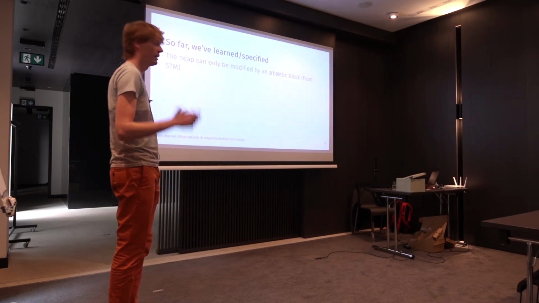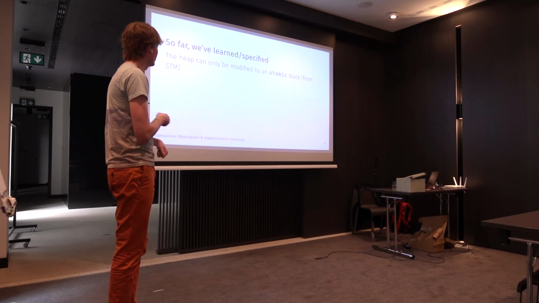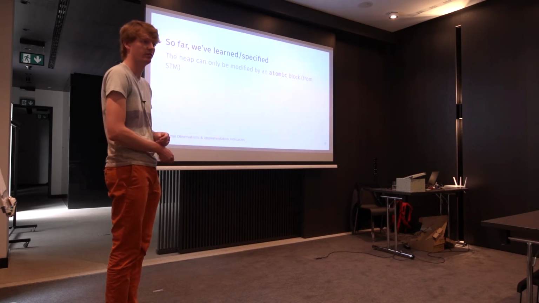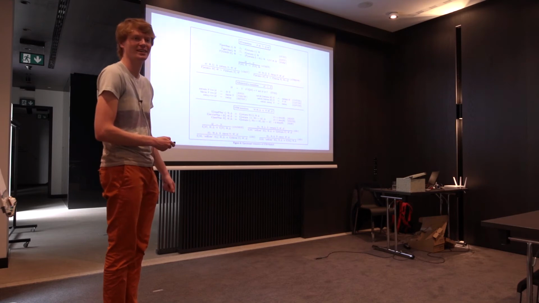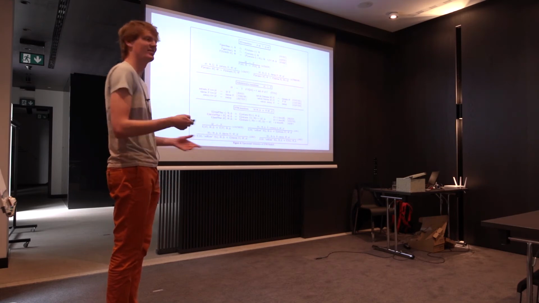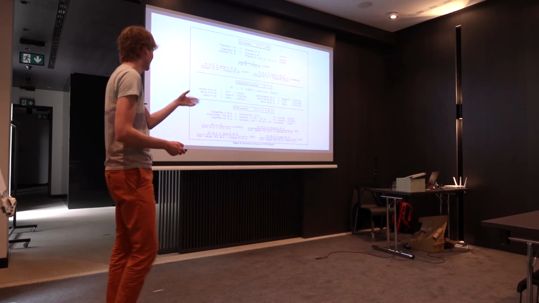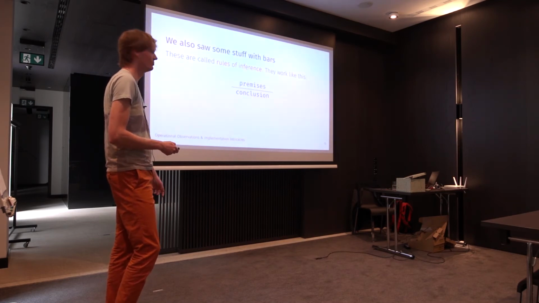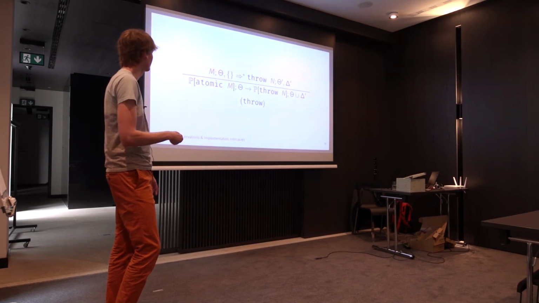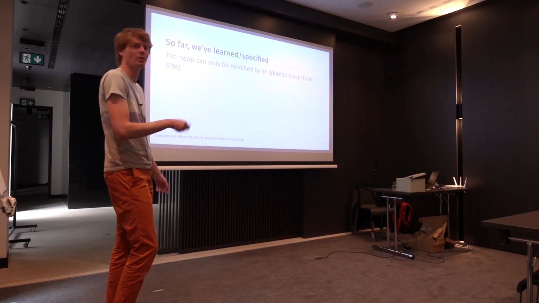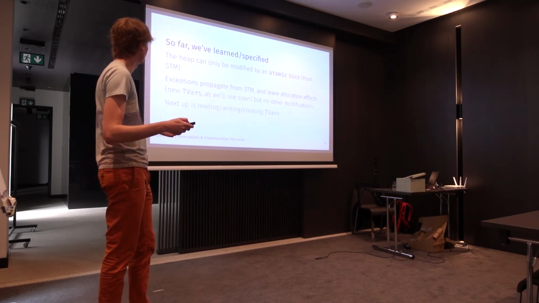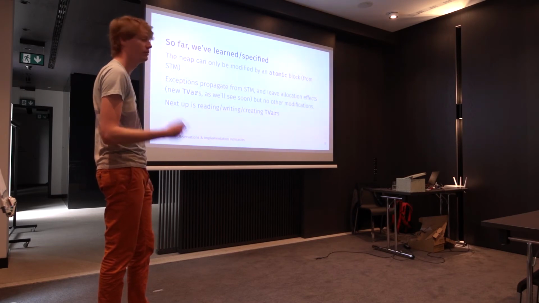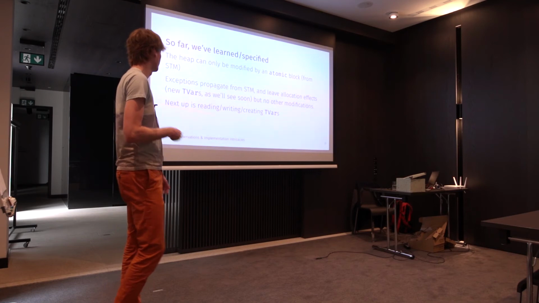So we've learned and specified that the heap can only be modified by an atomic block from STM transactions. So those are the only two inference rules? No, these are all the inference rules, but I'm going to discuss a subset. I'm not going to sit you through it, but we can discuss them later. So far we've learned that the heap can only be modified by an atomic block from STM, and exceptions propagate from STM and leave their allocation effects, like new TVars, but no other modifications.